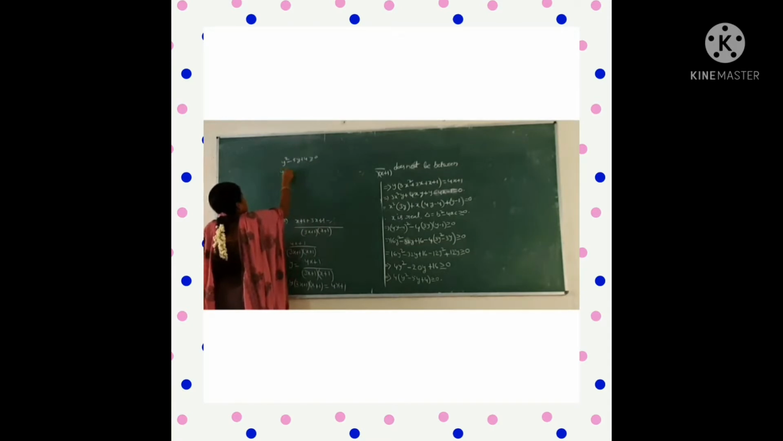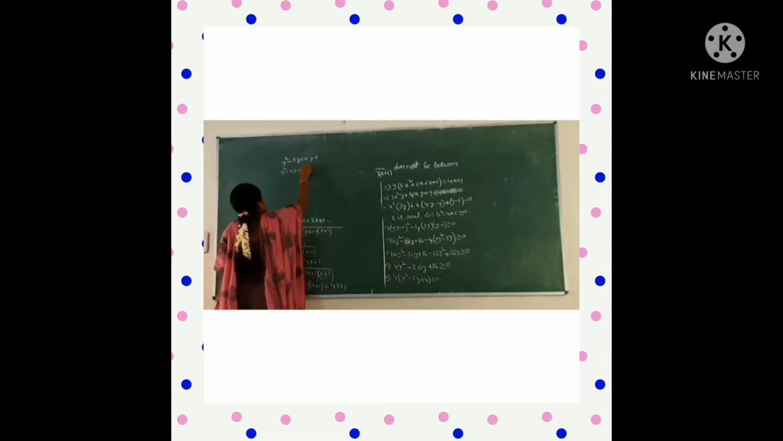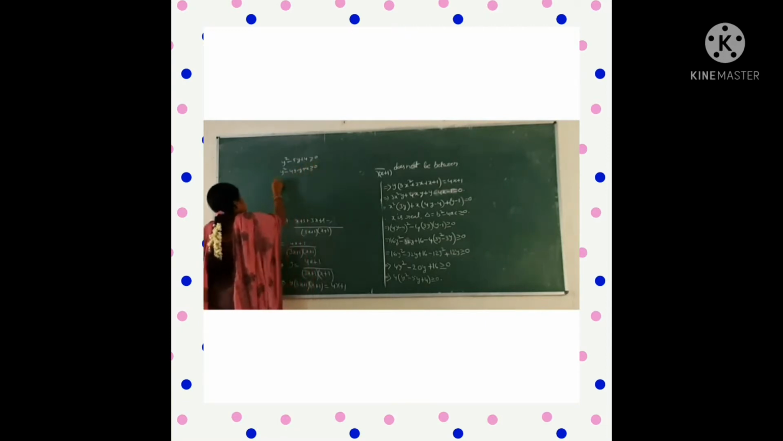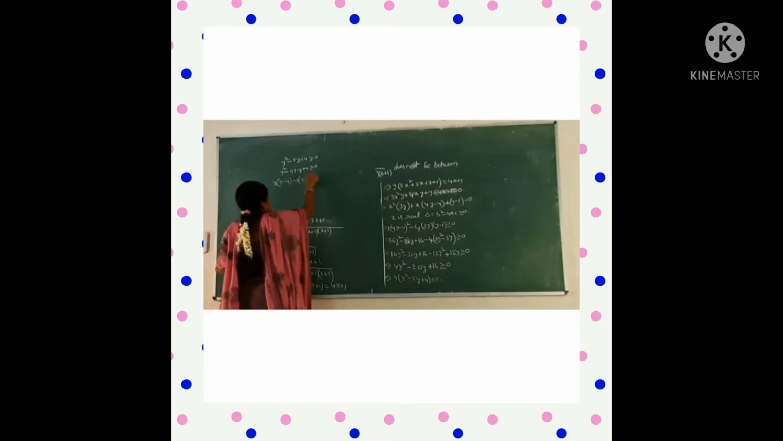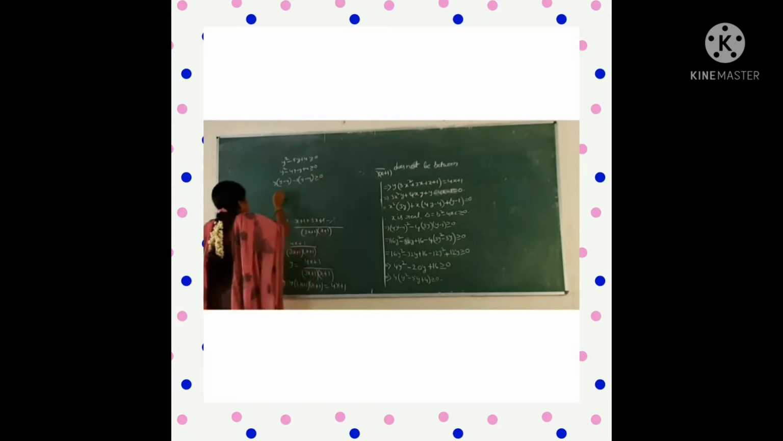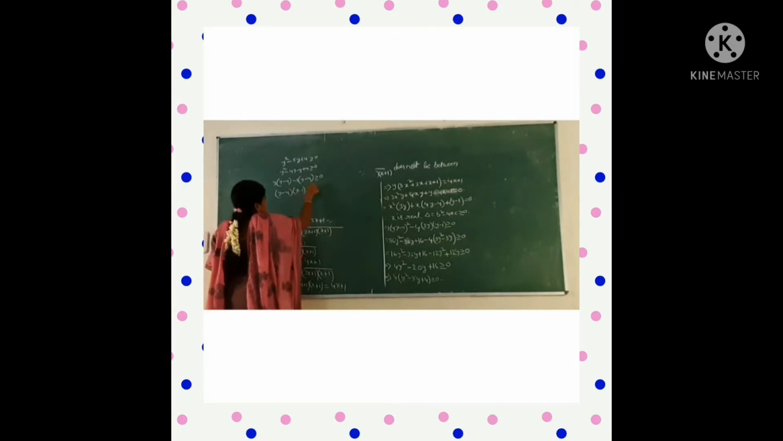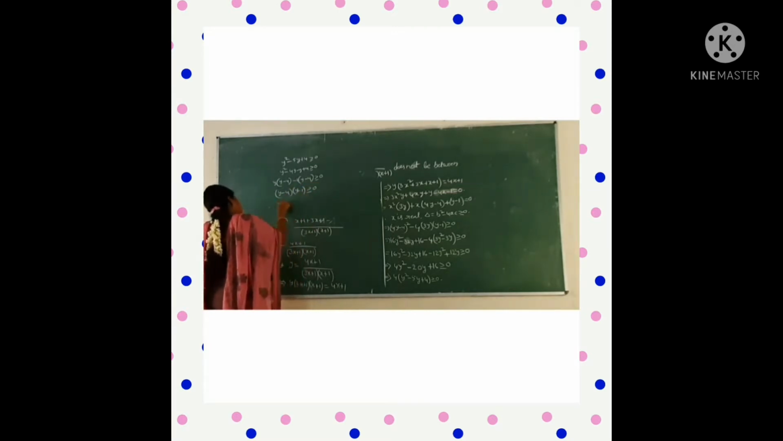That is y square minus 4y minus y plus 4 is greater than or equal to 0. So y minus 4 into y minus 1 is greater than or equal to 0. So therefore here y is equal to 4 and here y is equal to 1. That's why this does not lie between the 1 and 4. So this is the quadratic equation.